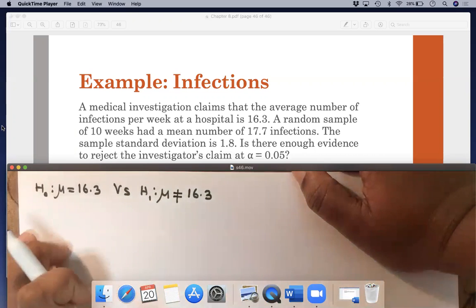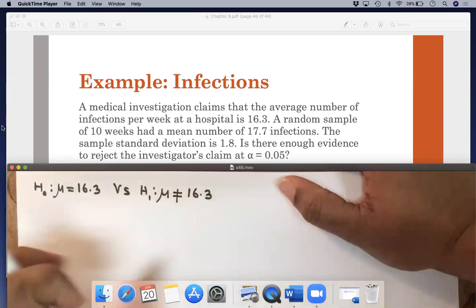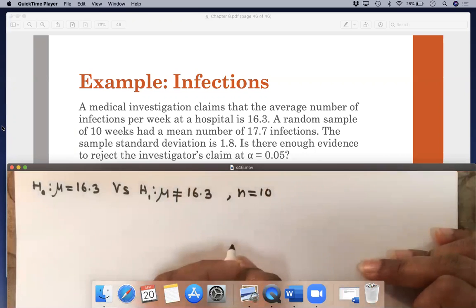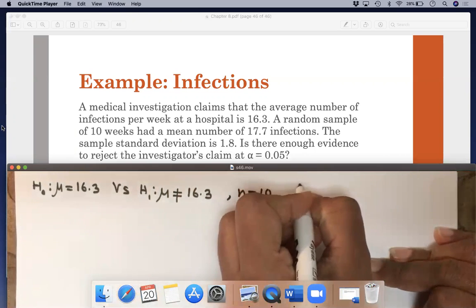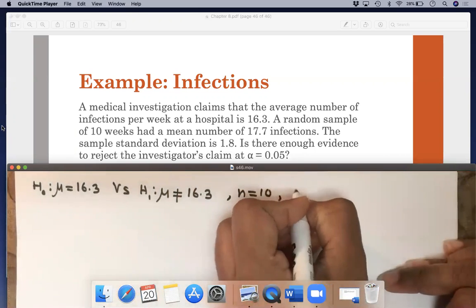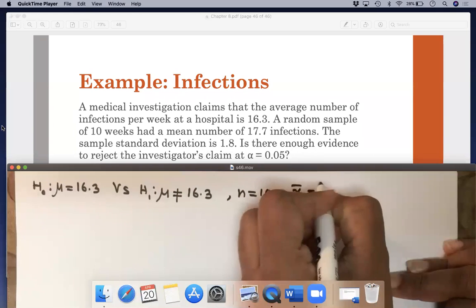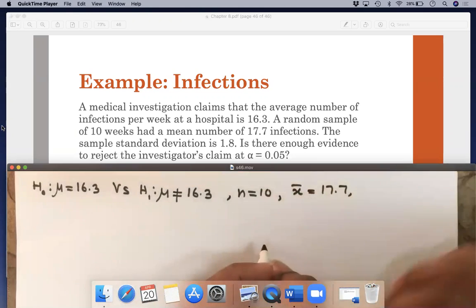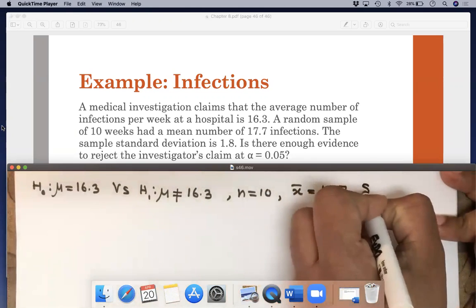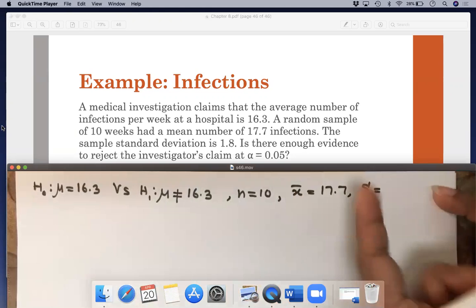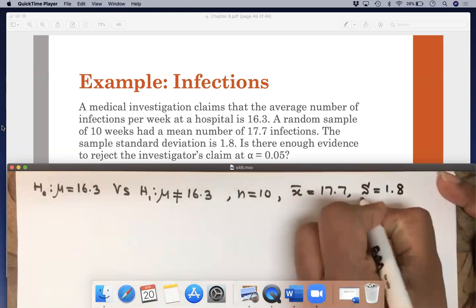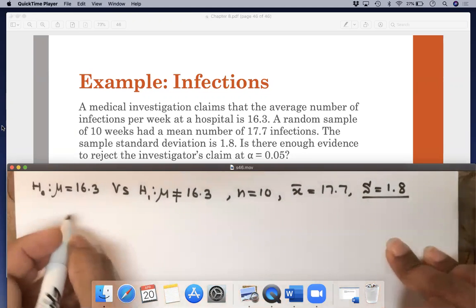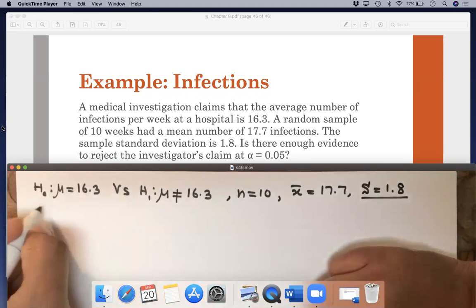Then read: a random sample of 10 weeks. So what is our n? It is 10. The 10 weeks had a mean number, so the mean of that sample, x bar, is 17.7. And the sample standard deviation, we have small s, is 1.8. Very important, we know only s. We don't know sigma. So again, this is the sigma unknown case.